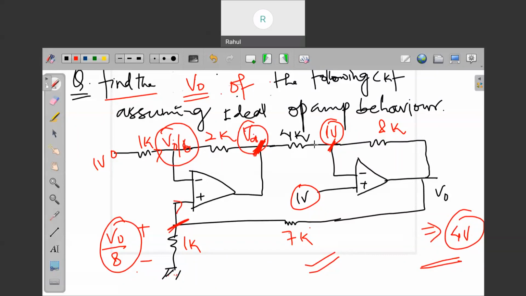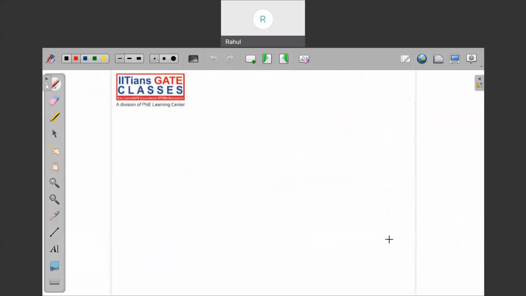The moment you find the potential at this point, you can find the current now, and this current will be flowing here. So very easy problem, right? Anyone can try. Find the current and go like this. So the V naught will be 4 volt.